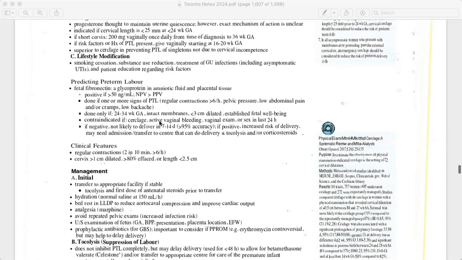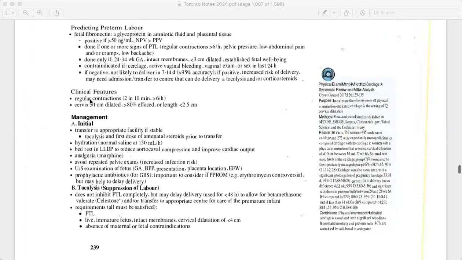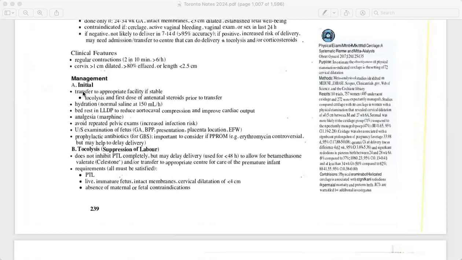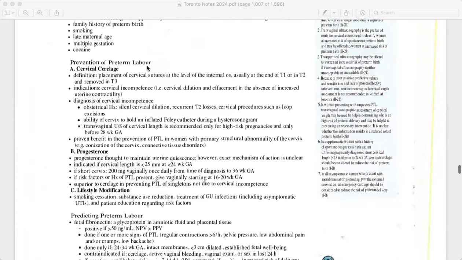Then predicting preterm labor: positive is more than that, and negative is that one. Contraindications are those ones in cerclage. So predicting preterm labor is basically, when is it contraindicated? Usually it's contraindicated when cerclage is done. Then you are not going to do anything like a vaginal bleeding or exam, because then it comes out as a false negative. Clinical features are regular contractions and cervix more than 1 centimeter. What is the management? So these were the prevention of preterm labor.